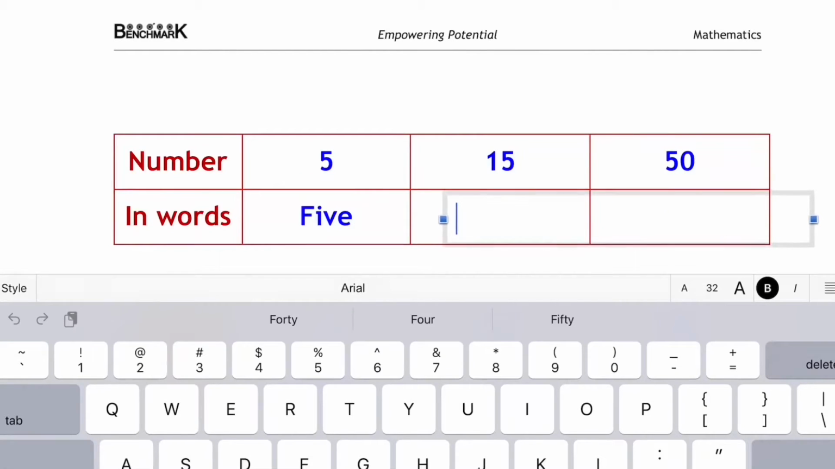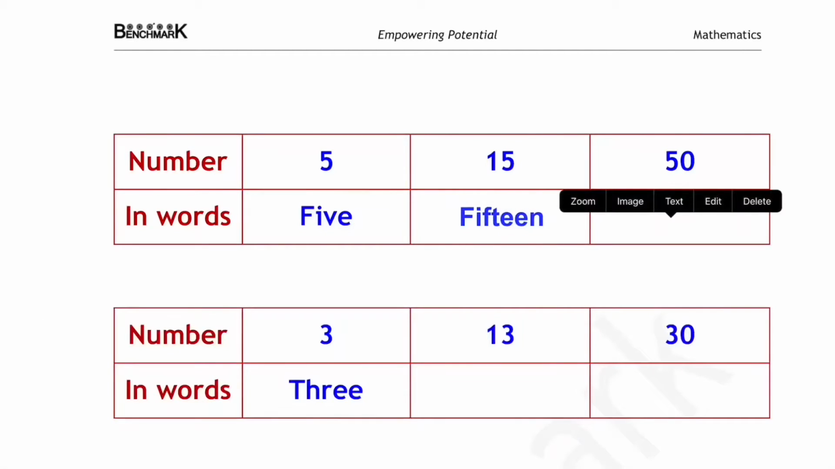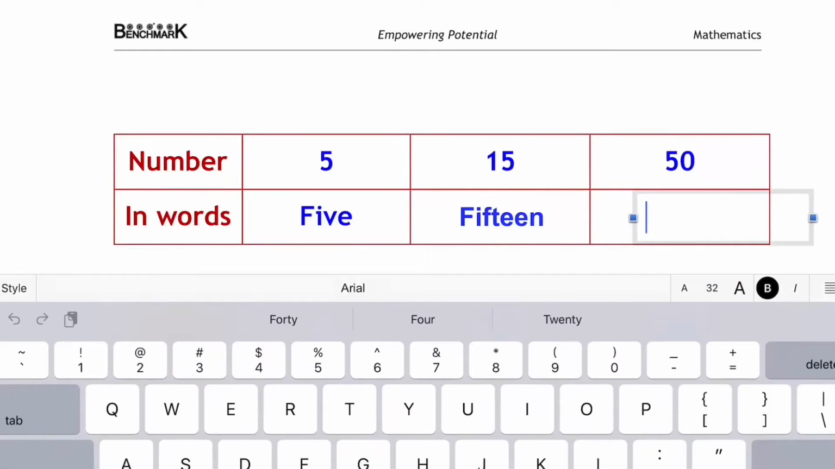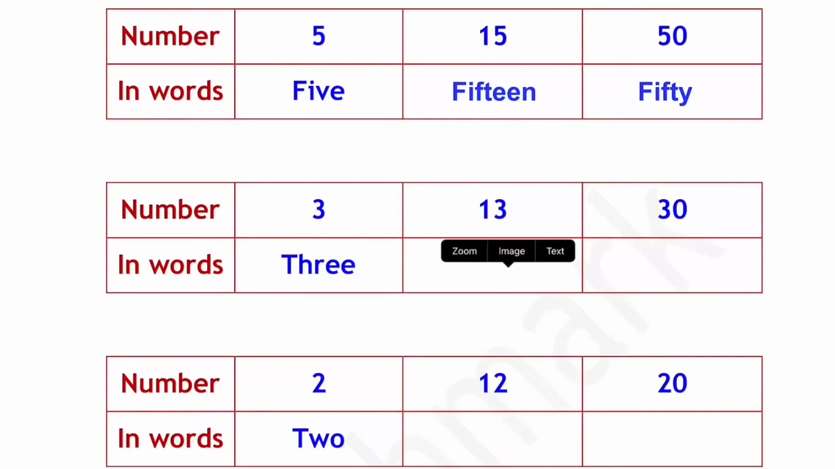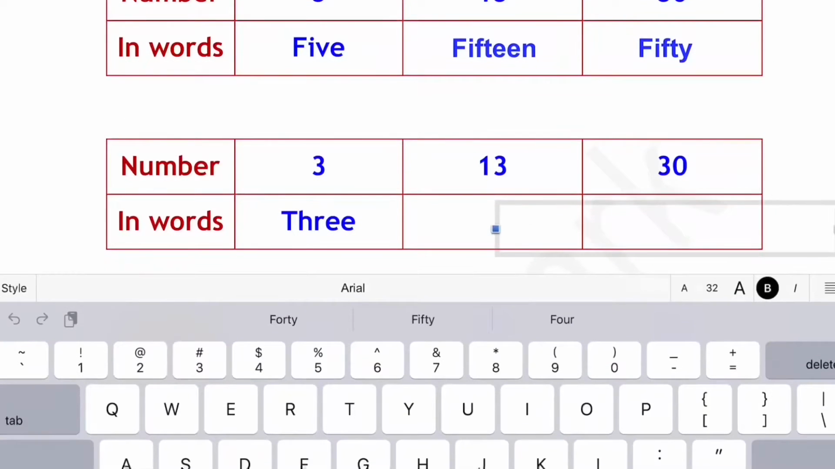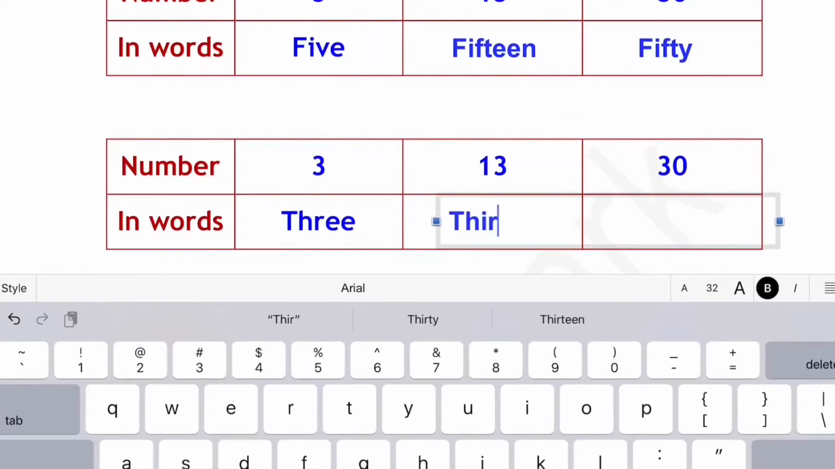FIVE will turn out to be FIF. It is FIFTEEN, so it is 15. And here TY will be added to FIF, so it is FIFTY, 50. 3 will also be changed. When 1 is kept in front of 3, THIRTEEN, it becomes 13. And when 0 is added after 3, it is THIRTY, 30.